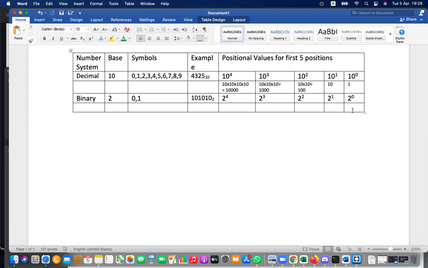Okay, tell me the values. 2 to the power 0 is 1. Any number to power 0 is 1. Any number to power 1 is that number. After that, 2 to the power 2 is 4, 2 into 2 is 4. 2 to the power 3 is 8. 2 to the power 4 is 16.